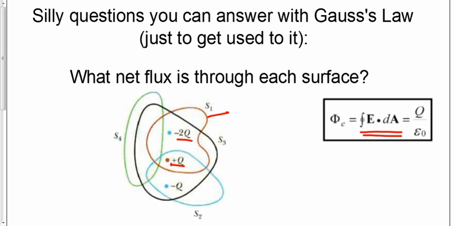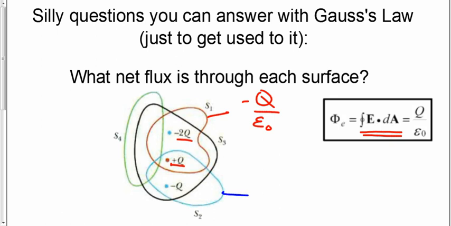And those are the only two charges we're going to count because the other one, the minus q down below, is not inside or enclosed within that Gaussian shape. So the net charge enclosed there would just be a minus 1q. And then if we put that over epsilon sub naught, that is the net flux through that surface. Just as simple as that. Let's look at surface 2.